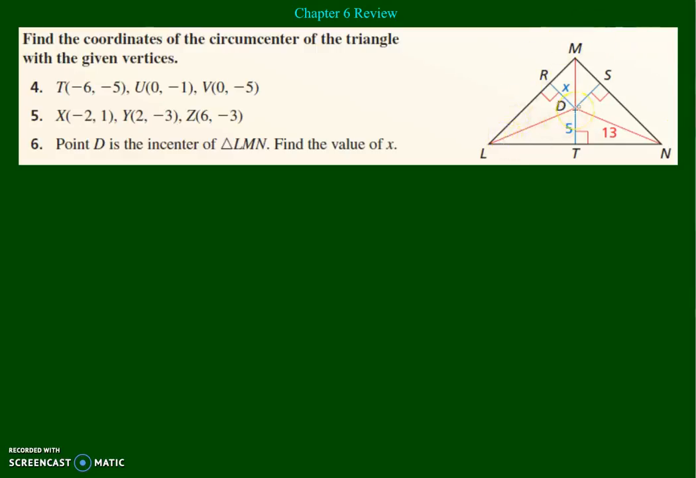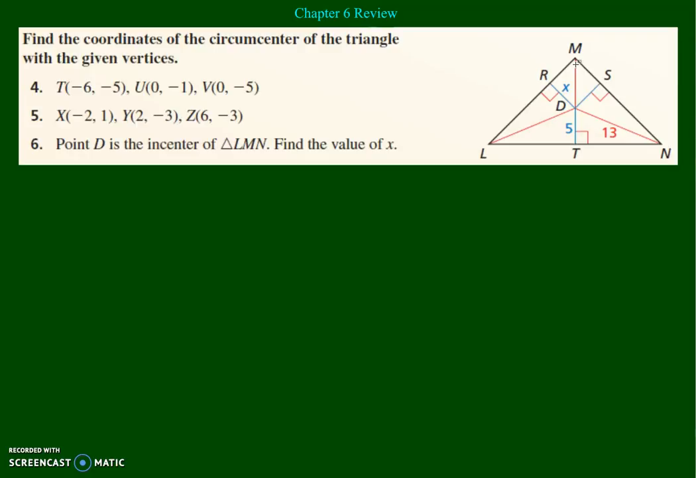An incenter is the point of concurrency of angle bisectors of a triangle. That means this angle and this angle are congruent, this and this are congruent, and this angle and this angle are congruent. Unfortunately, in this problem, that doesn't really help us.